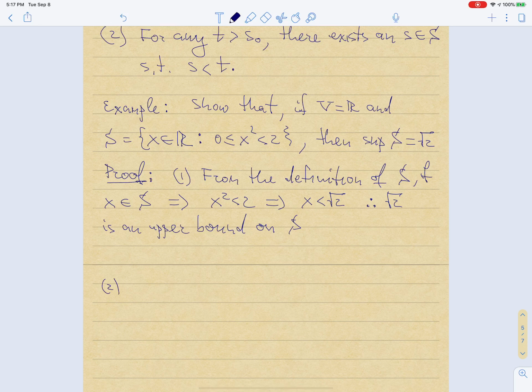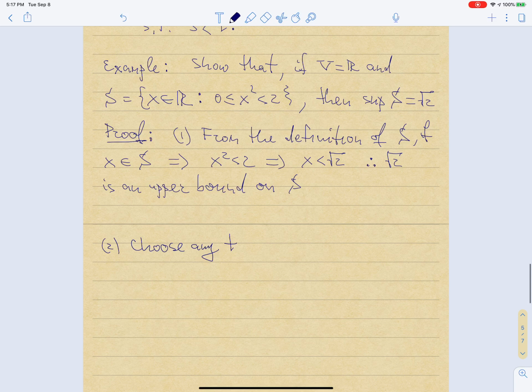And now I need to check if it is a least upper bound. So number 2, I'm going to choose any t. If it is a least upper bound, and if I go slightly lower than square root of 2, then the outcome is not an upper bound. So I'm going to choose any t which is less than radical of 2. And now I need to show that there exists an element of my set which is greater than t, and that would be enough to conclude that t is not an upper bound.